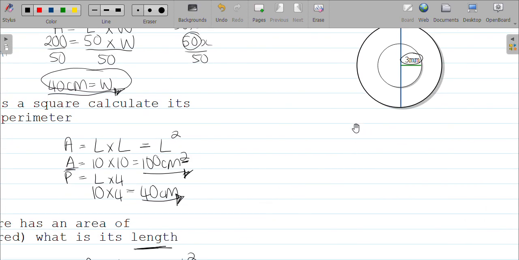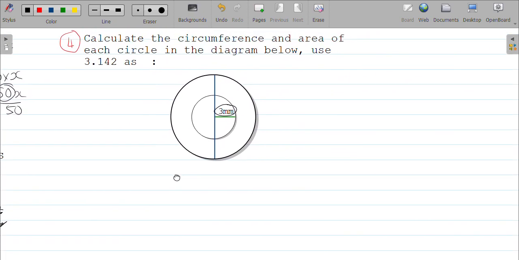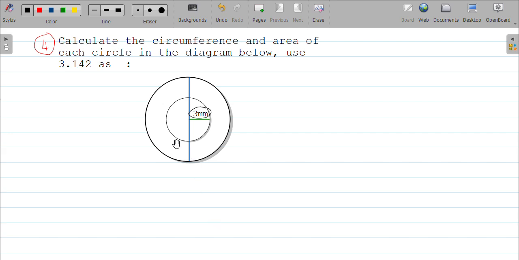And now, guys, what I wanted to do was a circle question. So let's have a look over here. The diameter was supposed to be 18 millimeters. Sorry, I don't know why that didn't come up. So let's read the question. It says, calculate the circumference and area of each circle in the diagram below. Use 3,142 as pi.